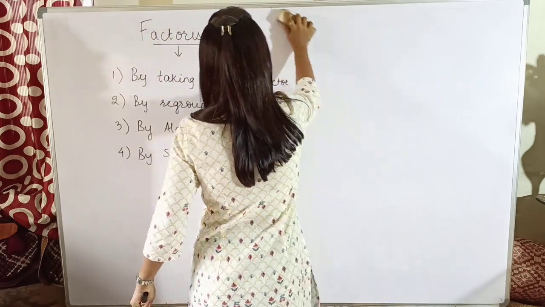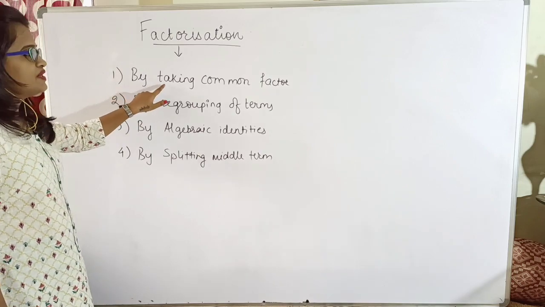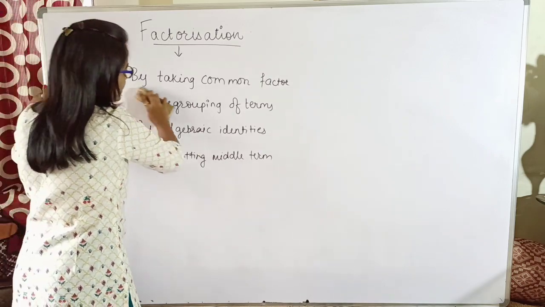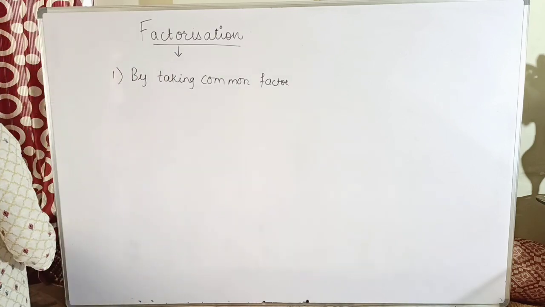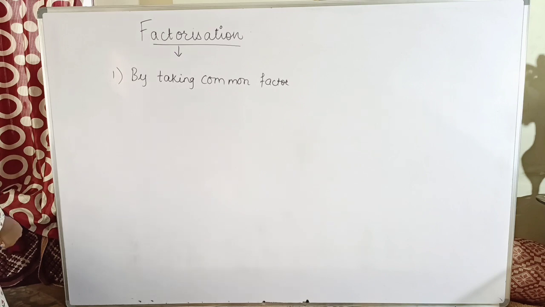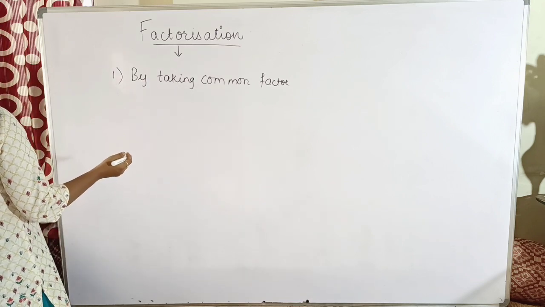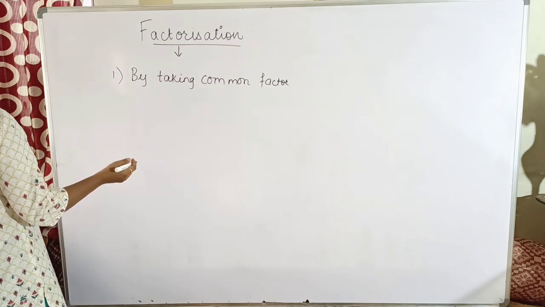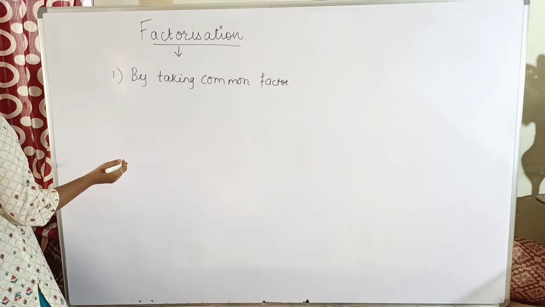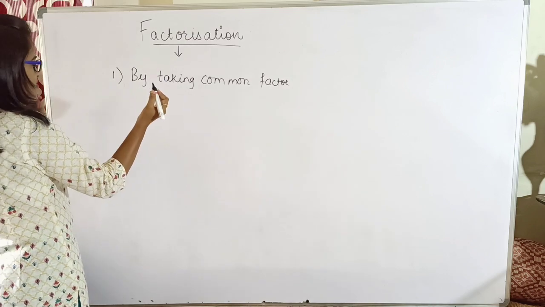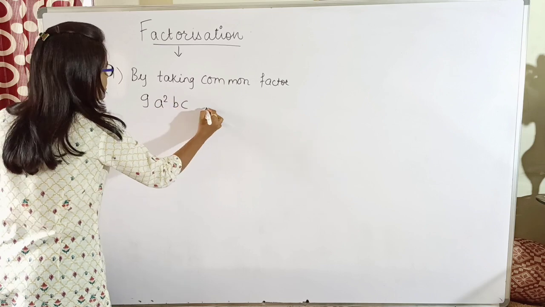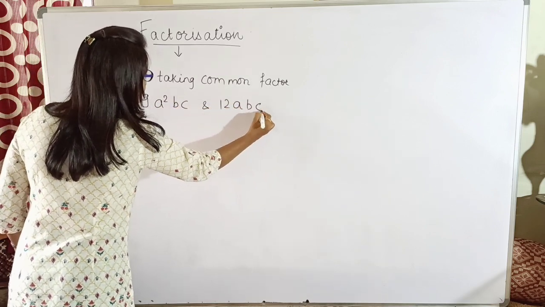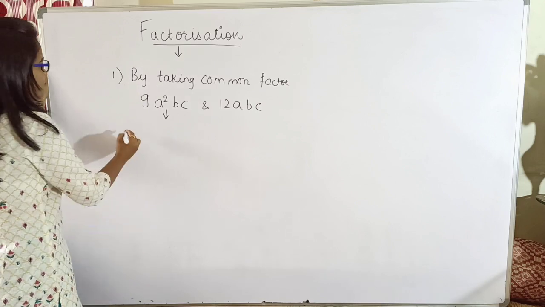So let us first see the first type in which we will be taking the common factor. Now what is meant by taking the common factor? Let me write down one example so that it would be easier for you to understand. Suppose I have to factorize the terms. Before explaining how to factorize, let us take one example. Suppose I write 9a square bc and 12abc.